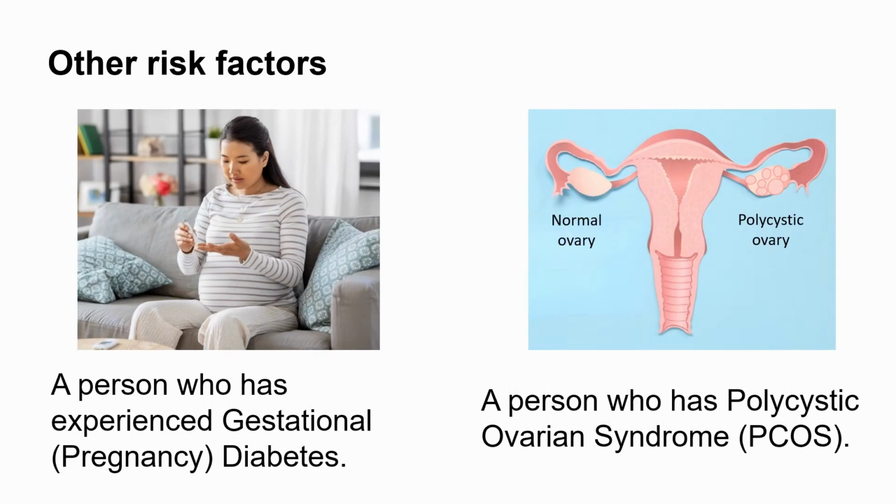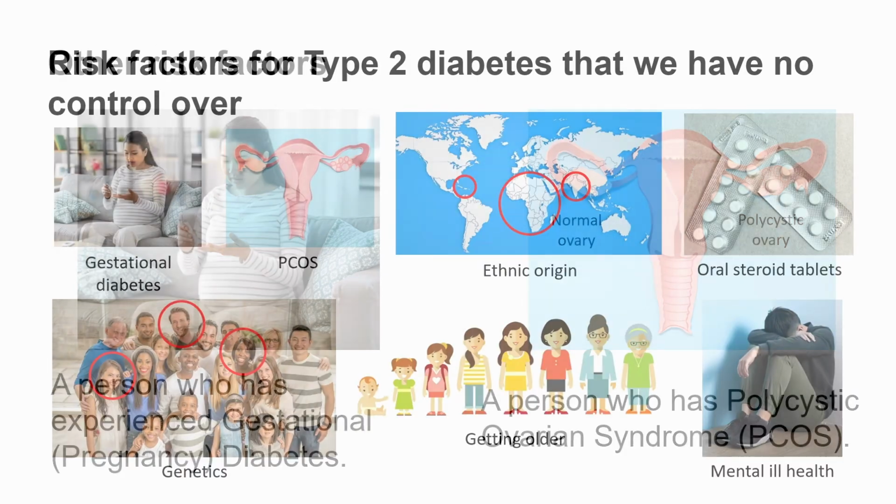Gestational diabetes, otherwise known as diabetes in pregnancy, increases that person's risk of getting type 2 diabetes in the future. Also, a person who has polycystic ovarian syndrome, PCOS, has an increased risk of type 2 diabetes.